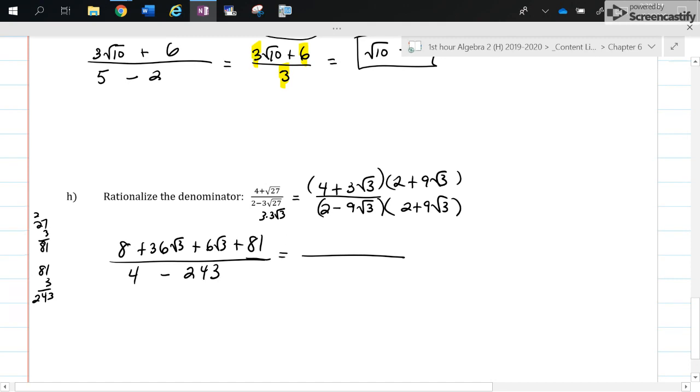Okay, so now in the numerator, I'm going to add my like terms. 81 plus 8 would be 89, plus 36 times the square root of 3 plus 6 times the square root of 3 would be 42 times the square root of 3, all over 4 minus 243, which would be negative 239. And the last thing we want to do is we don't want to leave our denominator negative, so I'm going to change the sign. So I'm going to make 239 positive. I'm going to make negative 89 and then minus 42 times the square root of 3.